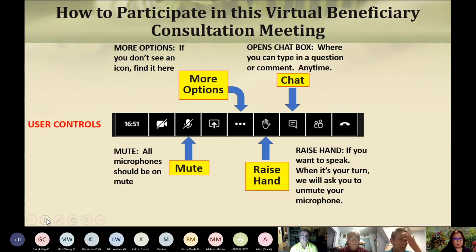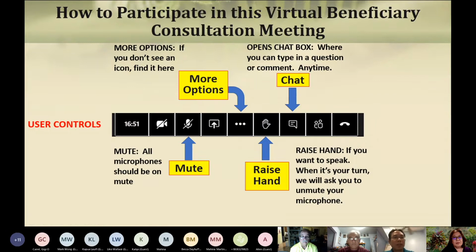Next slide. Focusing on the toolbar, we'll go over the controls that you will use in the meeting. First is the mute button. All microphones should be on mute unless you would like to talk. This is to allow people to hear better, as there could be potential background noise that might make it inaudible for people to hear. So the mute toolbar is that microphone looking symbol at the bottom of your screen. If you don't see it under the bottom of your screen, you might want to try the More Options toolbar, which is the 3 dots.